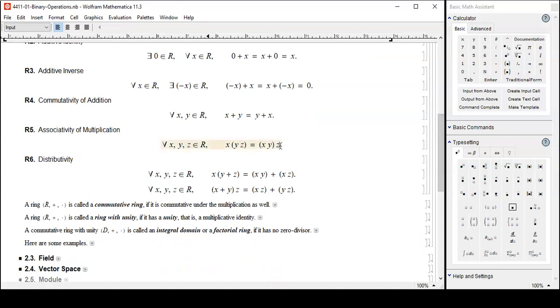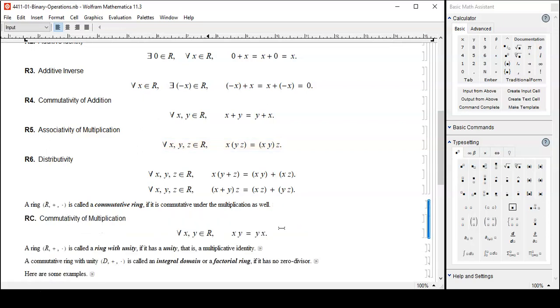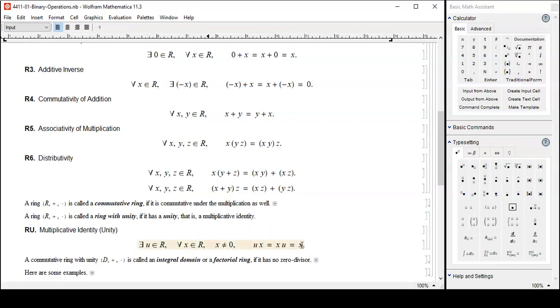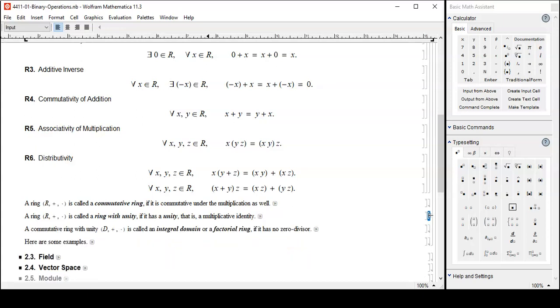Now, we only have associativity, so adding more conditions, we're going to get stronger rings, more specific rings. Adding in the commutativity of multiplication, we get commutative rings. And adding in the multiplicative identity, you're going to get the ring with unity. And then if you add in the multiplicative inverse as well, then you're going to get a field.